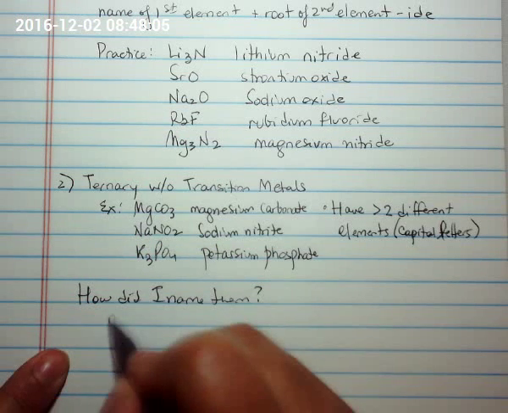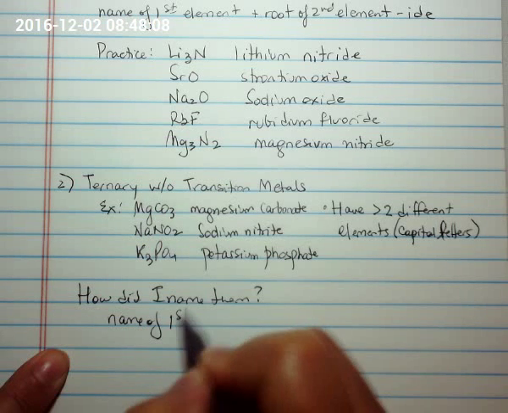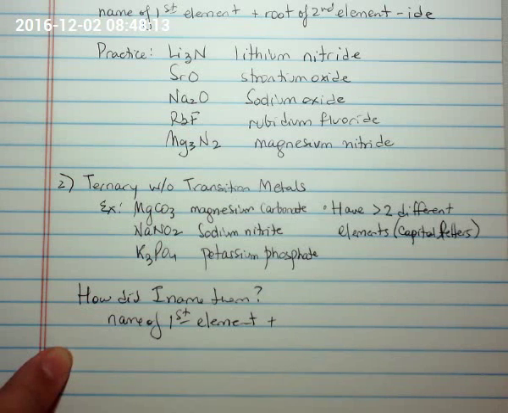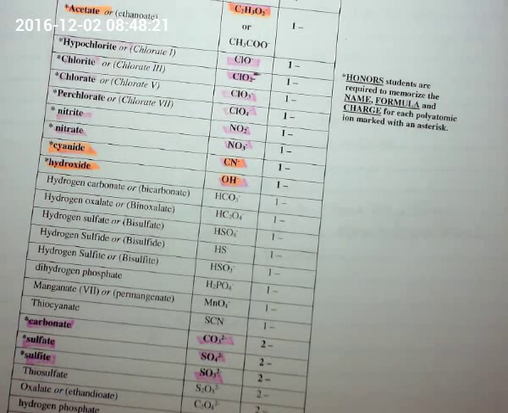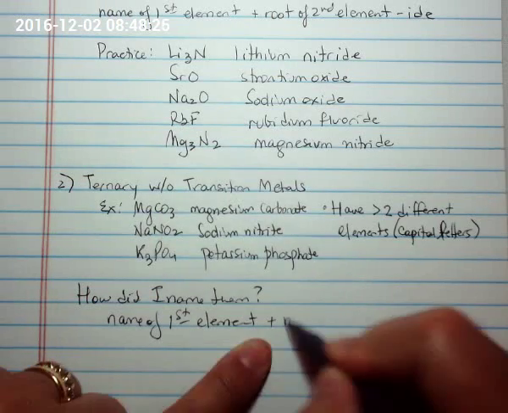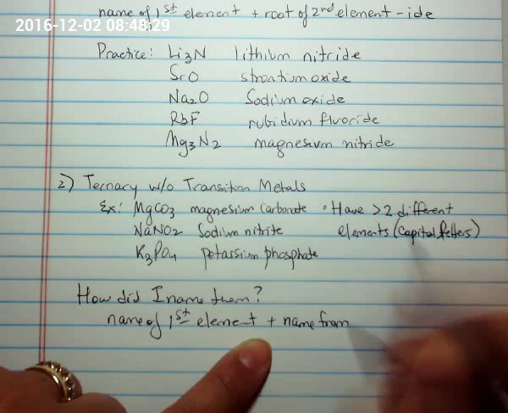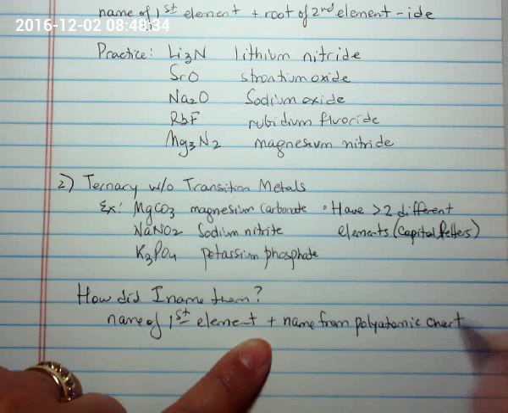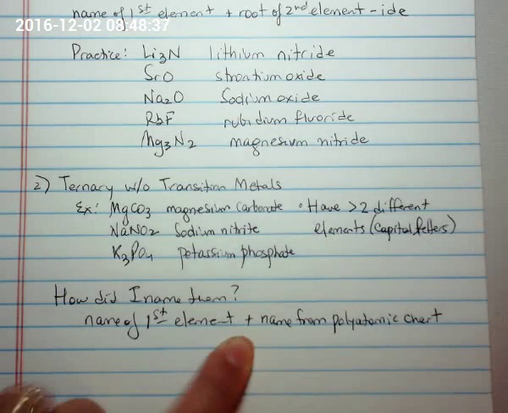Okay, it's just the name of the first element. Okay, but where did I get those names from? I just memorized them. Right? So the second part is the name from the chart. Yep. And that's why I need you to memorize them. It's just the name from the polyatomics chart, period. You have to memorize that table. That's why it's so critical.